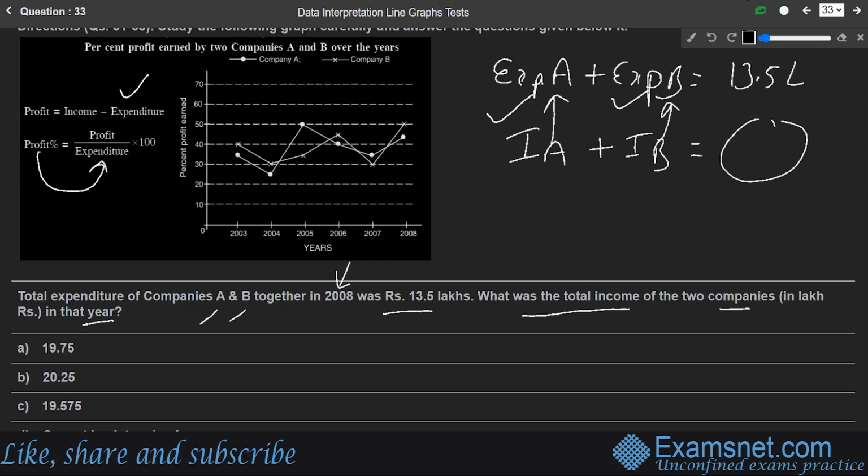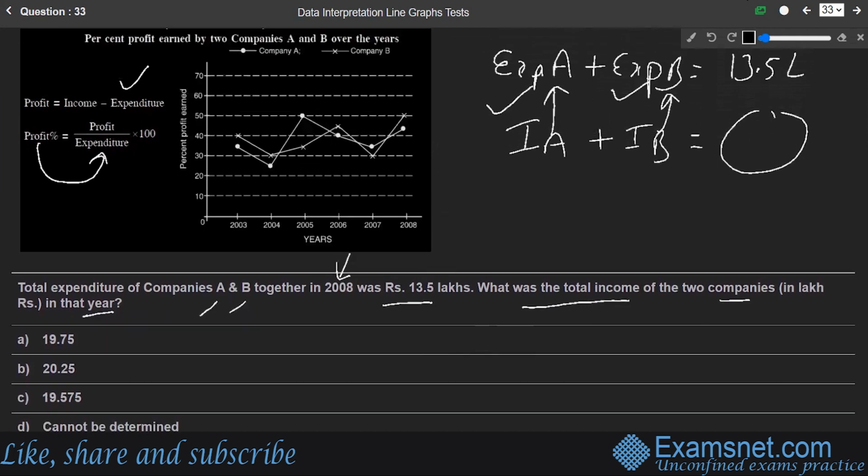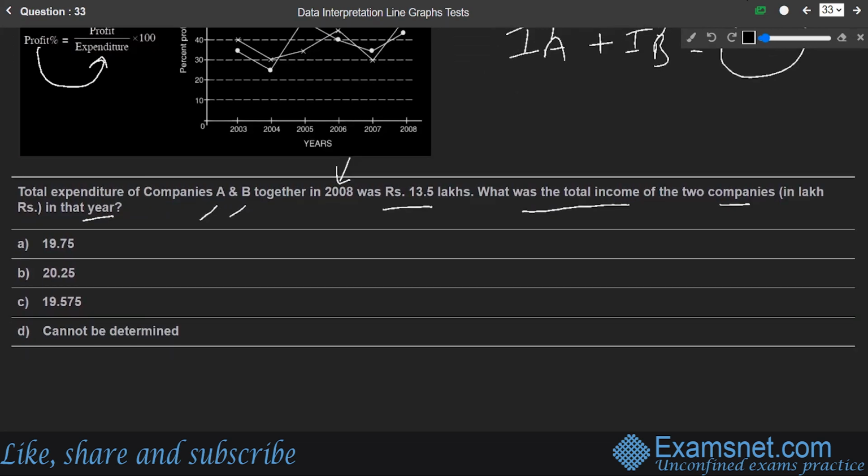So clearly, as per this question, total expenditure of both companies is given, but their individual expenditures are not given. That's why the total income of both the companies A and B together is not sufficient to answer, because the data is not available. So the answer becomes simply: cannot be determined.